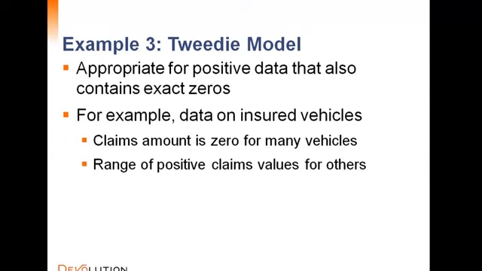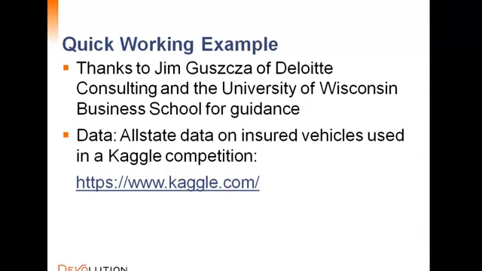The Tweedie model is appropriate for data with lots of exact zeros, but also positive values. For example, data on insured vehicles. The claims amount for many vehicles is 0, but there are also a range of positive claims values. I had the great pleasure of working with Jim Guszcza of Deloitte Consulting and the University of Wisconsin Business School to develop this example. Jim had downloaded the Allstate data on insured vehicles used in a Kaggle competition.